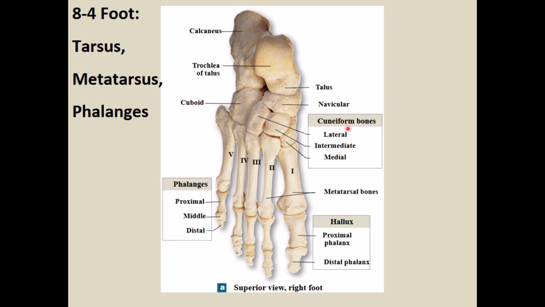These are called the cuneiform bones. This is medial, that's intermediate, and that's lateral. Lateral articulates with the cuboid also. And then the cuboid and cuneiforms articulate with the metatarsal bones. There are 5 of them. Then you have the phalanges, most of which have 3 parts, proximal, middle, and distal, except the big toe, which is called the hallux, and that has only proximal and distal phalanx.